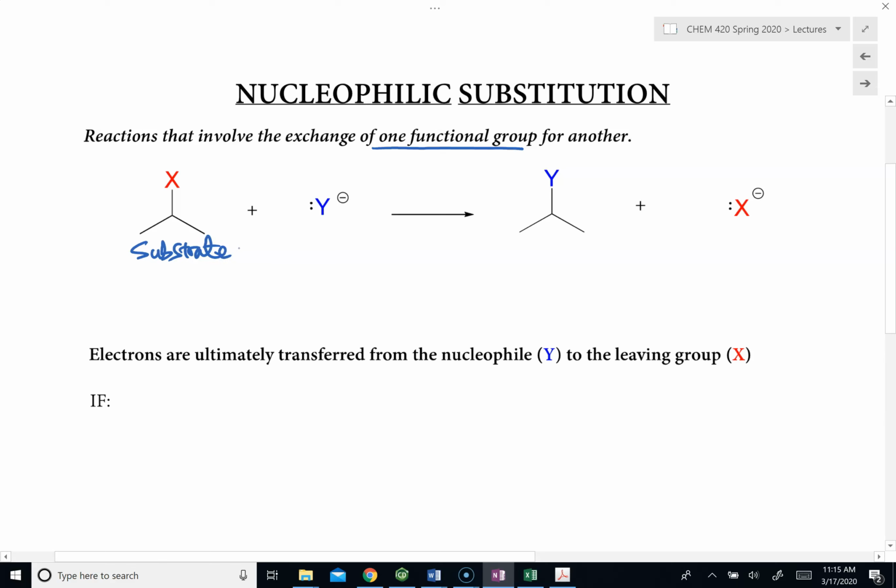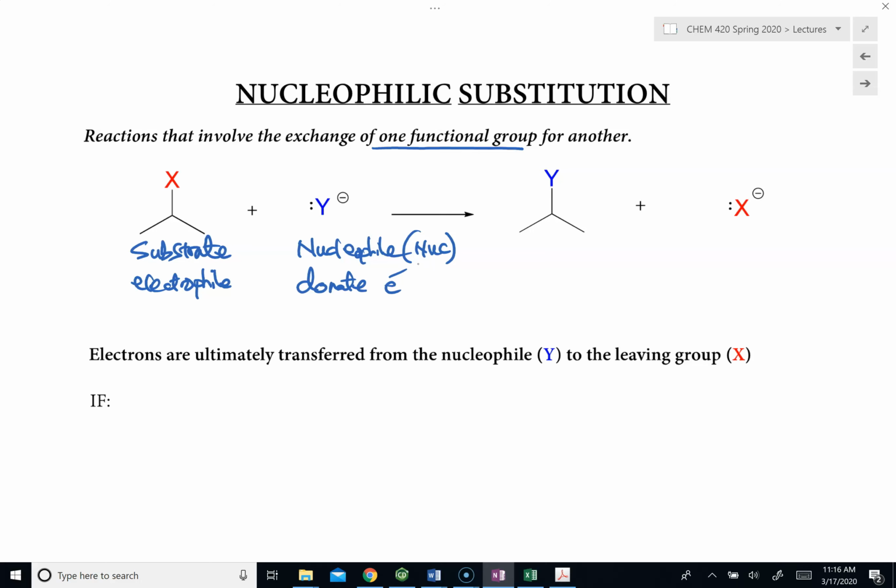The substrate here is also the electrophile. It is the electrophile because in the course of this reaction, it is accepting electrons. And Y here is referred to as the nucleophile. Sometimes we say nuc, short for nucleophile. The function of the nucleophile is donating electrons. That is actually what happens in the course of this reaction: the reagent Y serves as a nucleophile, giving electrons to the substrate.